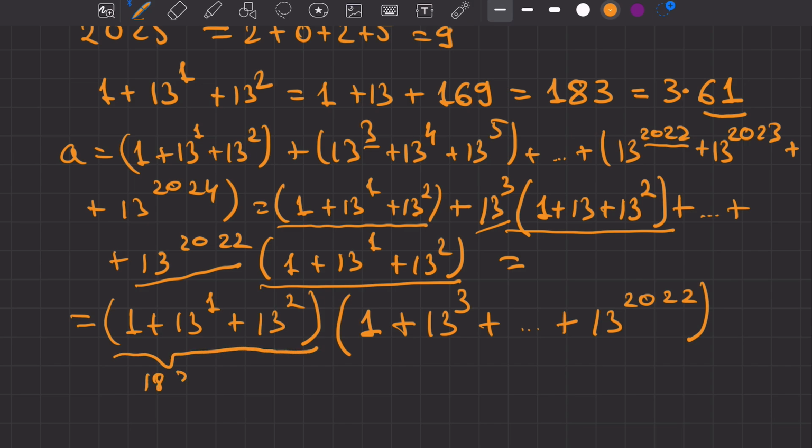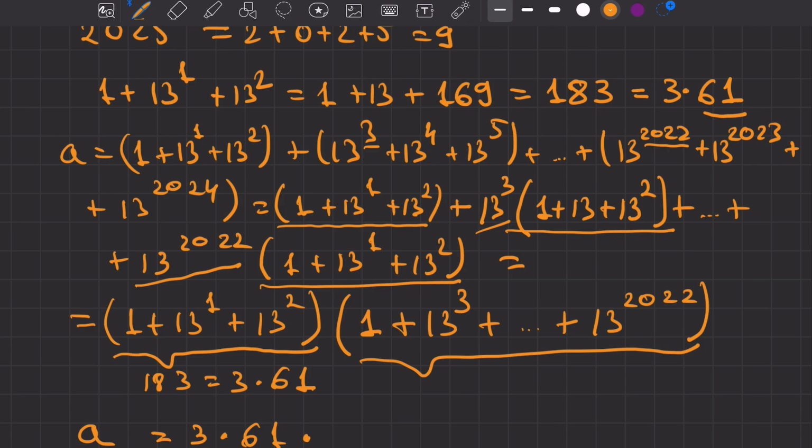And because this parenthesis is 183, which is 3 times 61, we get that our number A is 3 multiplied by 61 multiplied by this big parenthesis here, which we can denote as a number, x. We don't need to compute it, obviously. And this gives us that the number A is divisible by 61.